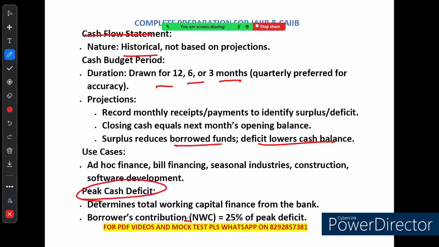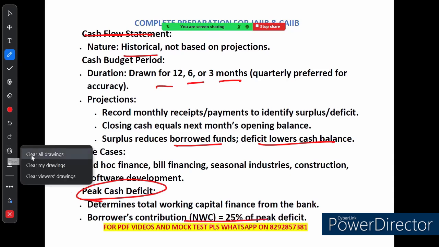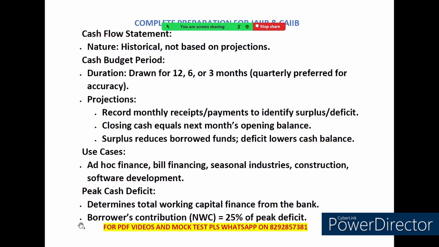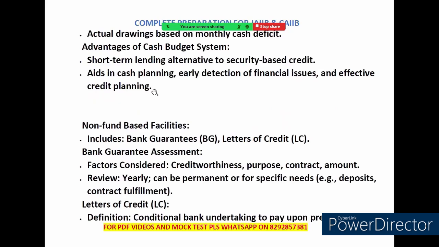The borrower is expected to contribute net working capital, that is the borrower contribution, or margin money as we can also say. The borrower is expected to contribute 25% of their peak deficit, while actual withdrawal will be made based on the monthly cash shortfall.